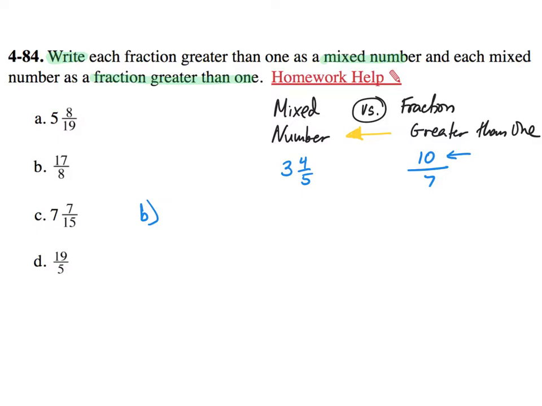So let's take a look at letter B. So we have 17/8, which is a fraction greater than 1, and our job is to go to a mixed number. And looking at the denominator, I could be drawing whole numbers again, but I have to divide them into 8 pieces. So let me just do at least one of them. So I have to divide in 8. Just to start with the visual, I divide in half and then half of the half.